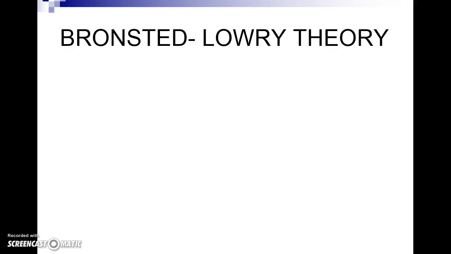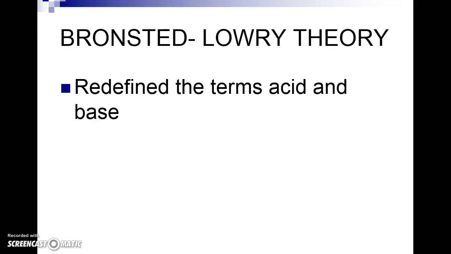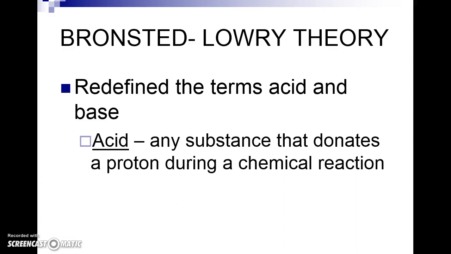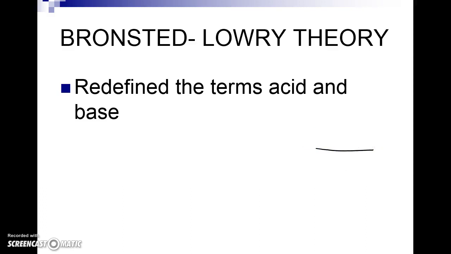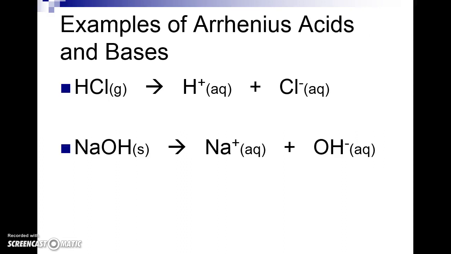Bronsted-Lowry came up with a slightly different theory that helps explain some of our other definitions of acids and bases. They're not quite as obvious as our Arrhenius acids and bases, but they're not too far off. They redefine the terms acid and base to be an acid as any substance that donates a proton during a chemical reaction. If we look back here, the example we just had, donating a proton.